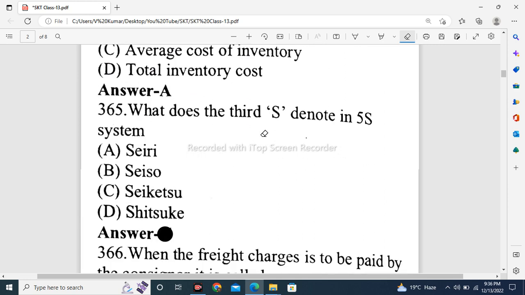Next है, what does the third S denote in 5S system? A. Seiri. B. Seiton. C. Seiketsu. D. Shitsuke. आंसर है C. Seiketsu. What does the third S denote in 5S system? आंसर है Seiketsu. आंसर C.